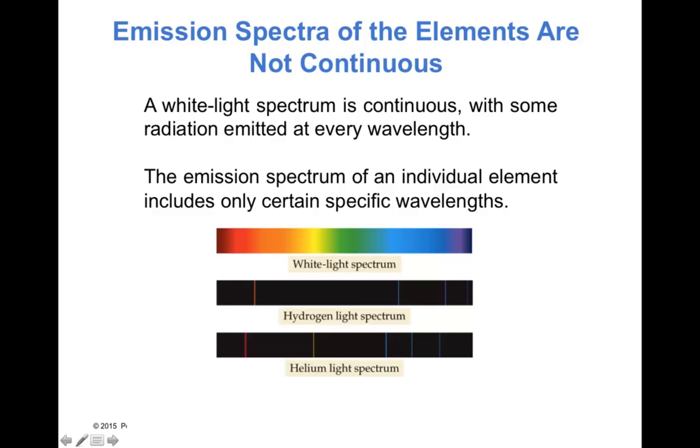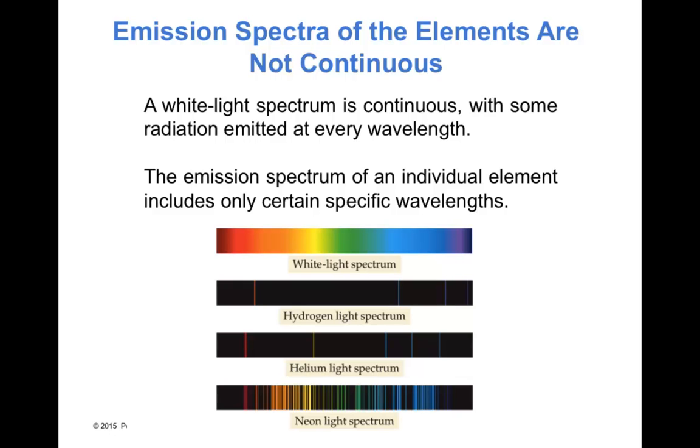The same thing with helium. This is the spectrum for the helium light. So it's not a continuous spectrum. As well for neon. The neon light has many more different wavelengths, but it is still a non-continuous spectrum.